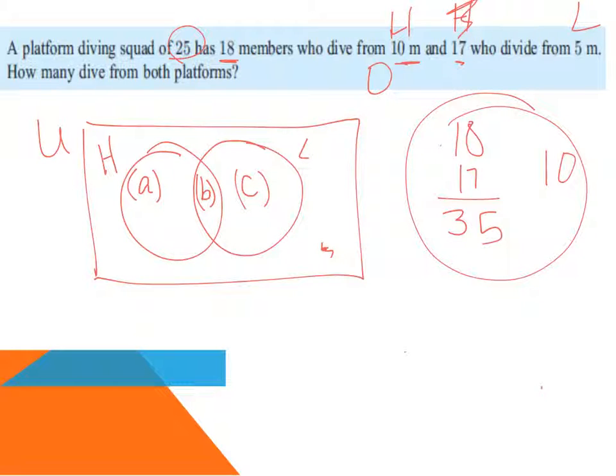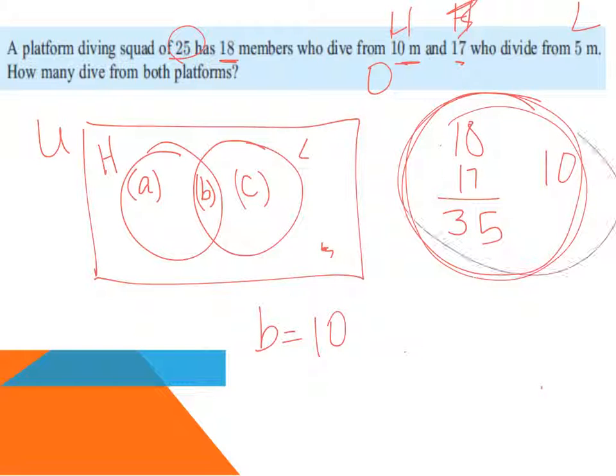And I account for those 10 too many people by putting those in the center of my Venn diagram, saying that B is going to equal 10, because that's the only way that I can make these numbers work to add up to 25 is if these extra 10 are in both. So I'm accounting for them twice.